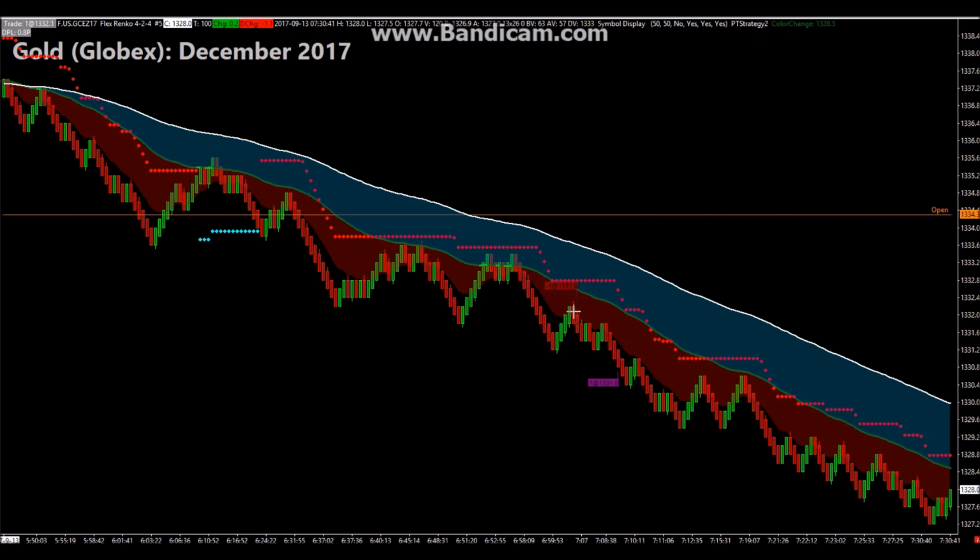And then I took this setup here. This was a pullback to the soft cloud and then a reversal candle. So I went short there and took an 8 tick profit. So that's how we're doing it.